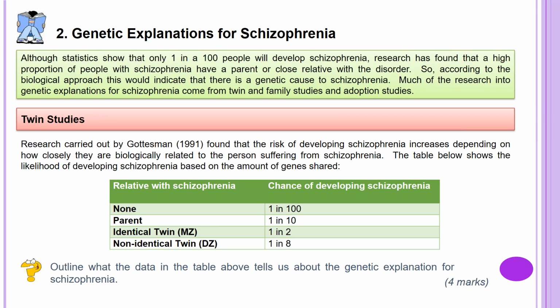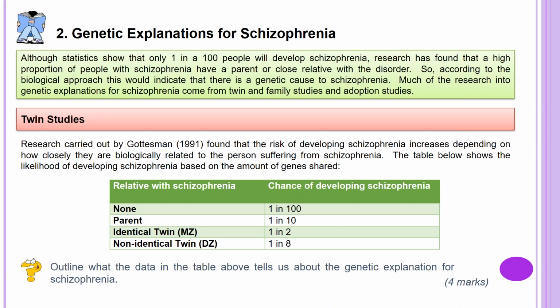Twin studies. Research carried out by Gottesman in 1991 found that the risk of developing schizophrenia increases depending on how closely they are biologically related to the person suffering from schizophrenia. The table below shows the likelihood of developing schizophrenia based on the amount of genes shared. So, the table: relative with schizophrenia and the chance of developing schizophrenia. Relative with schizophrenia, none, 1 in 100, i.e. the general population. Parent, 1 in 10. Identical twin, 1 in 2, 50%, and non-identical twins, 1 in 8.